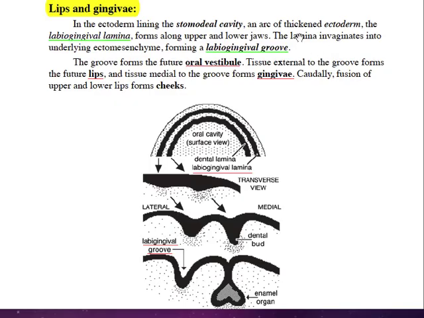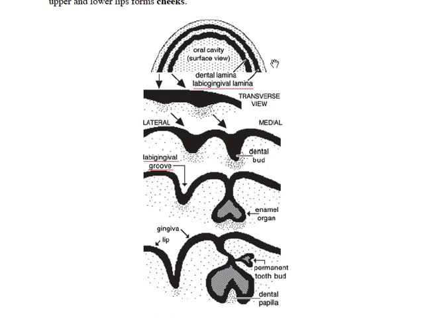The ectodermal lining of the stomadeal cavity develops a labial gingival lamina, which invades the underlying mesenchyme, becoming a labial gingival groove. That groove then becomes the adult oral vestibule, which separates lips from gingivae. Caudally, the lips fuse to form cheeks. This cartoon illustrates that process.